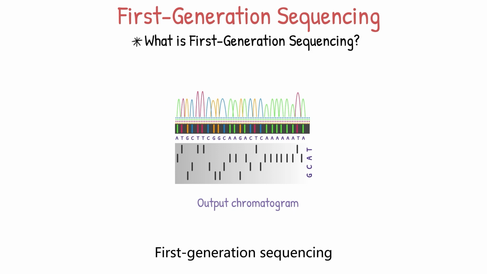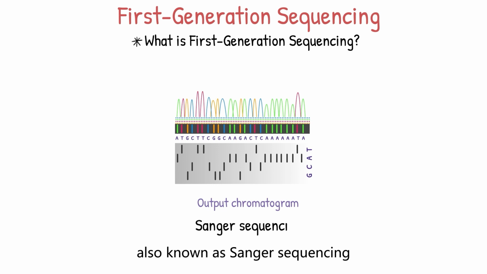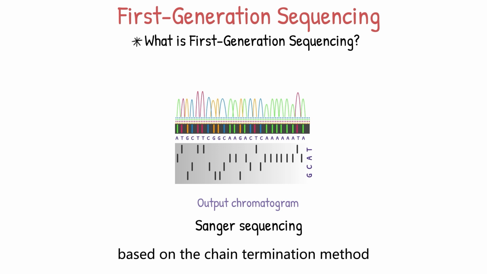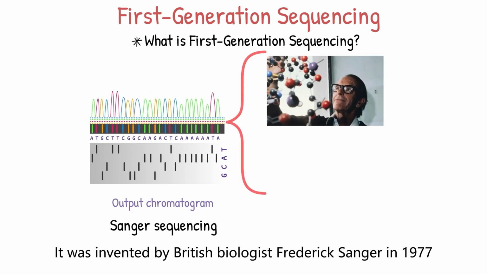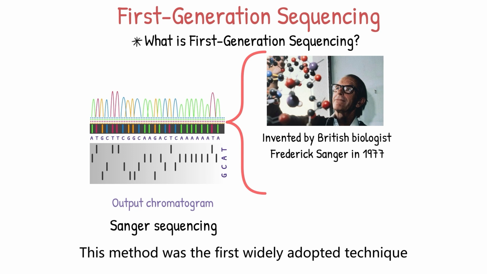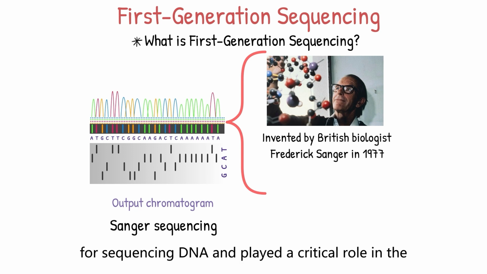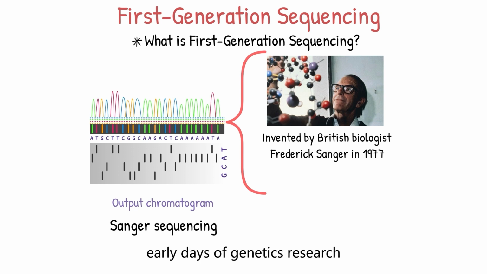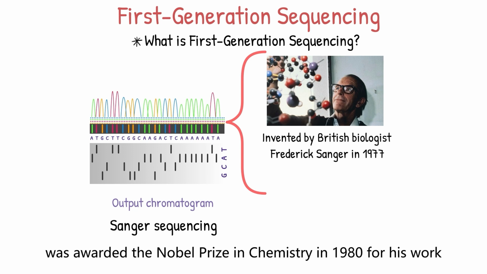First-generation sequencing, also known as Sanger sequencing, is a DNA sequencing technique based on the chain-termination method. It was invented by British biologist Frederick Sanger in 1977, hence the name Sanger sequencing. This method was the first widely adopted technique for sequencing DNA and played a critical role in the early days of genetic research, and Frederick Sanger was awarded the Nobel Prize in Chemistry in 1980 for his work.